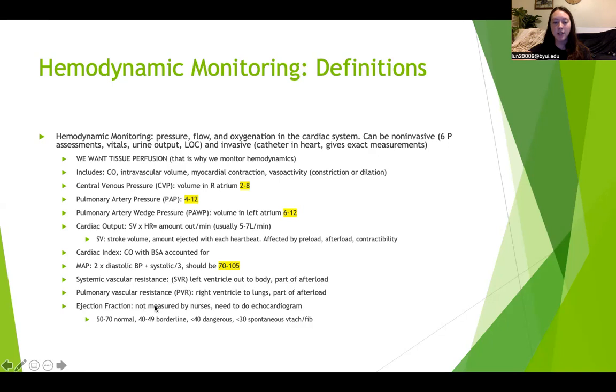And then ejection fraction, we don't measure this, doctors do, or an ultrasound tech or whoever. They do an echocardiogram, so cardiologists will do that. And so 50 to 70% is normal, 40 to 49 borderline, less than 40 is dangerous, and less than 30 they'll go into possibly spontaneous VTACH. So I guess just remember, we're not measuring ejection fraction, but it is an important aspect of cardiac health.